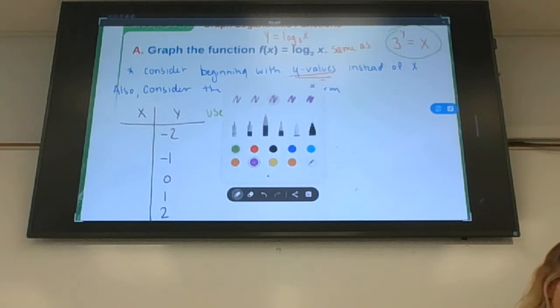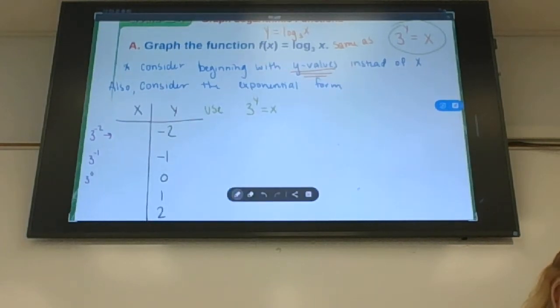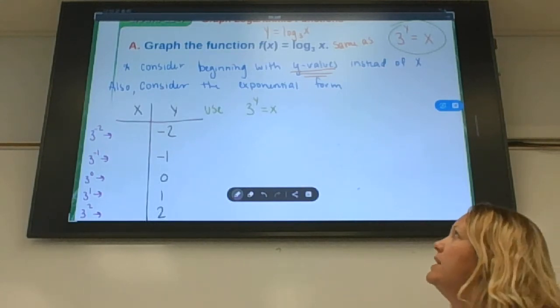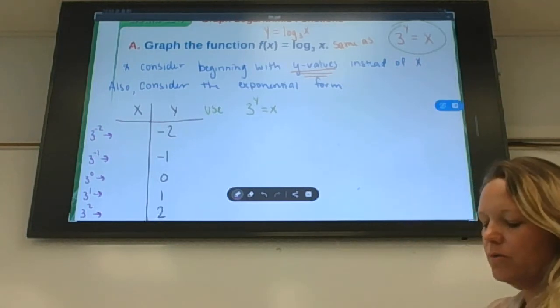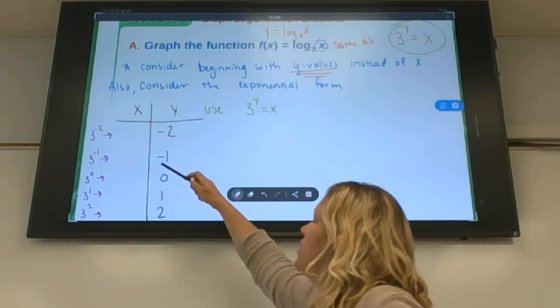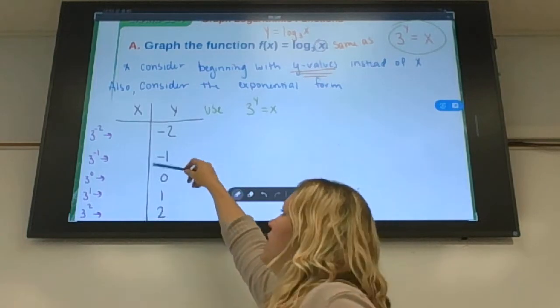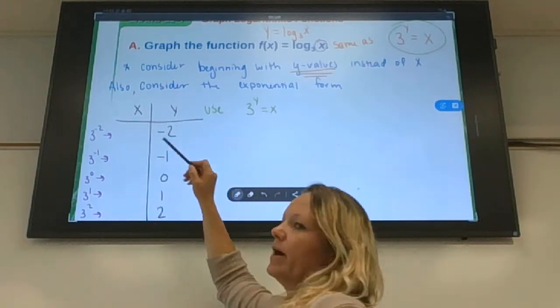So over here, I would do 3 to the negative 2, 3 to the negative 1, 3 to the 0, 3 to the first, and 3 squared. And that's not necessary if you have the insight to just know what powers of 3 would be. So I could teach this two ways. I could say, go ahead and plug powers of 3 in for x. Or I could say you could always use these y's and go backwards.